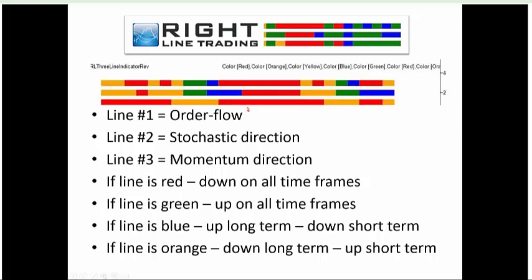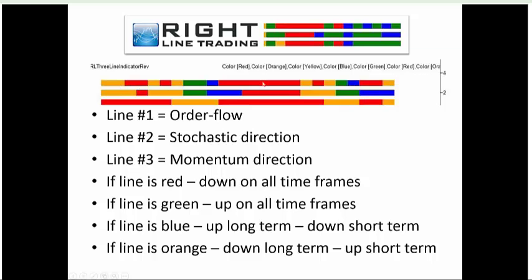But as I mentioned, having this assess order flow, stochastic, and momentum on one time frame, I don't believe is sufficient. We want our indicators to assess order flow, assess stochastic, and assess momentum on multiple time frames. And that's what this does. So let's take a look at line number 1. It looks at order flow.